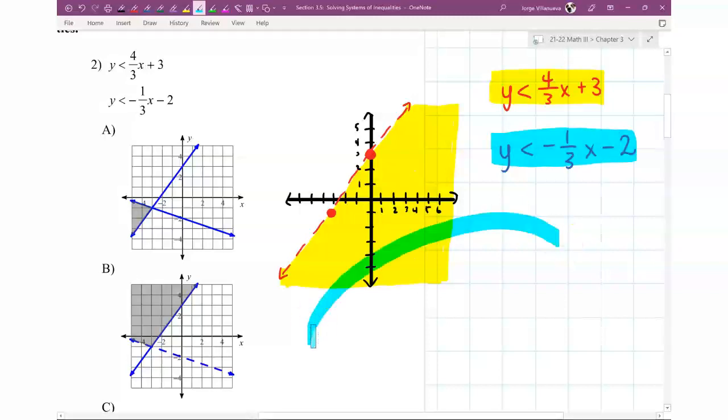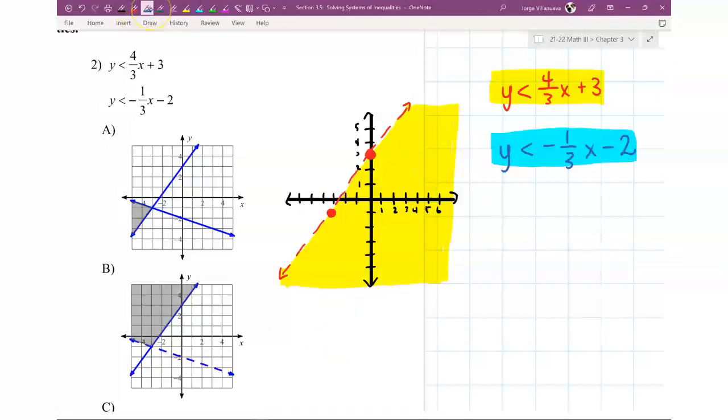So then I'll know what my solutions are because they'll turn green naturally, okay? So, okay, here we go. Let's graph y less than negative 1/3 x minus 2. So where do I start with this graph? Where do I begin? Negative 2, thank you. So negative 2 is right here.